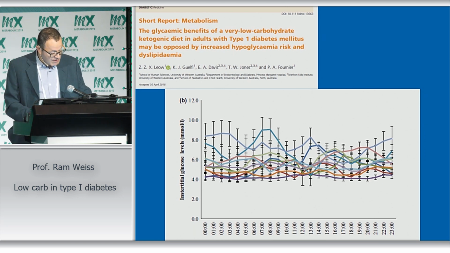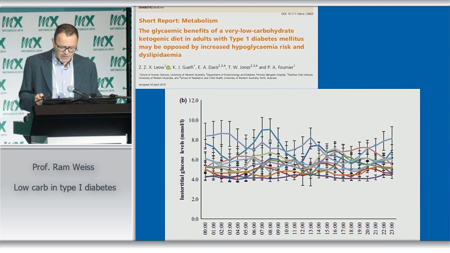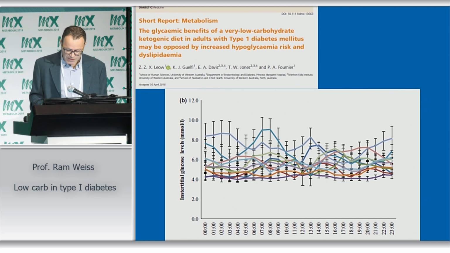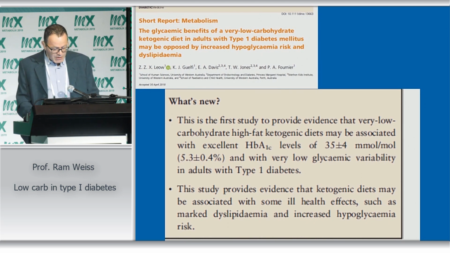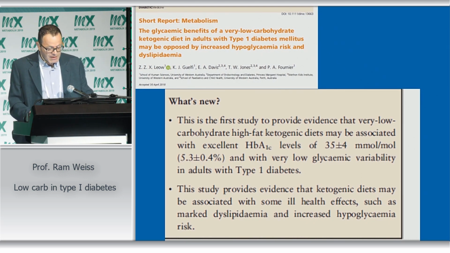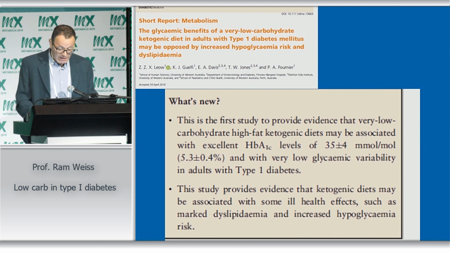Now, these are the lines. These are interstitial glucose. They put a different kind of sensor, but this is continuous data in a small number of patients. And what they actually showed is the obvious. This is the first study to provide evidence that very low carbohydrate, high fat, ketogenic diets may be associated with an excellent A1C. I think everybody in this room knows that, clinicians and patients alike. This study provides evidence that ketogenic diets may be associated with some ill health effects, such as dyslipidemia and increased hypoglycemia risk. I'm going to mention that later.